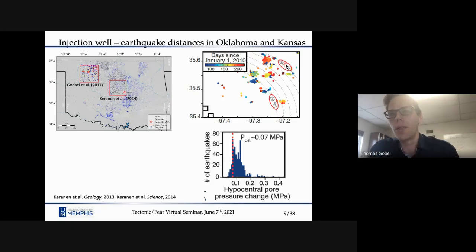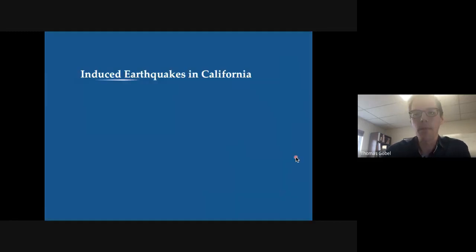So this number is obviously interesting, right? I just said before, at Rangely, it was several MPa. Now we're down to just hundredths, or 700ths, of an MPa. So very small pressure changes in their model seem to be sufficient to induce earthquakes.